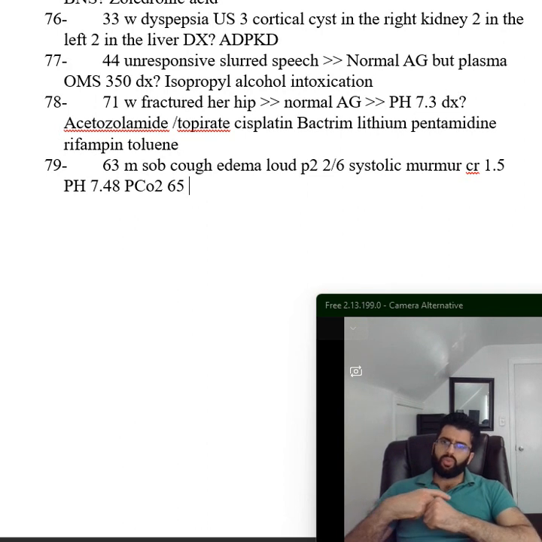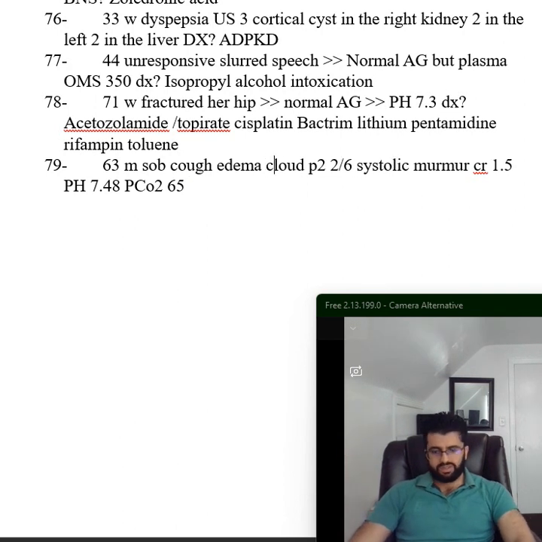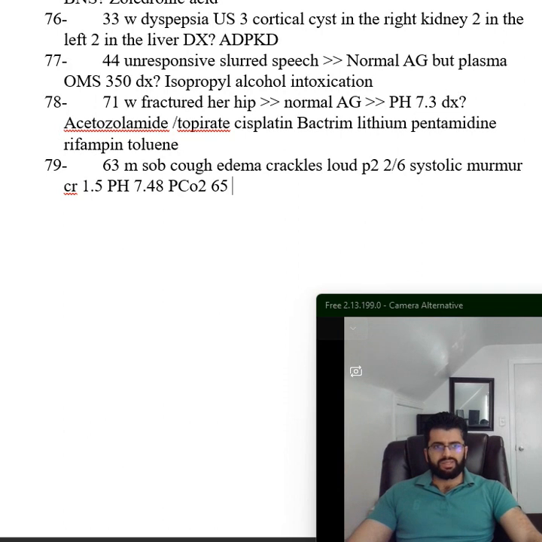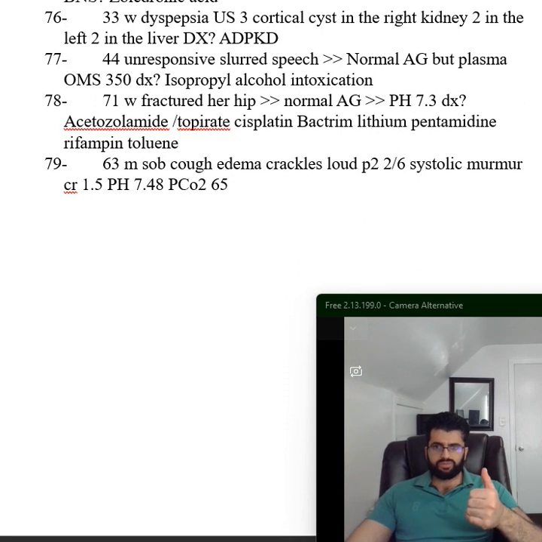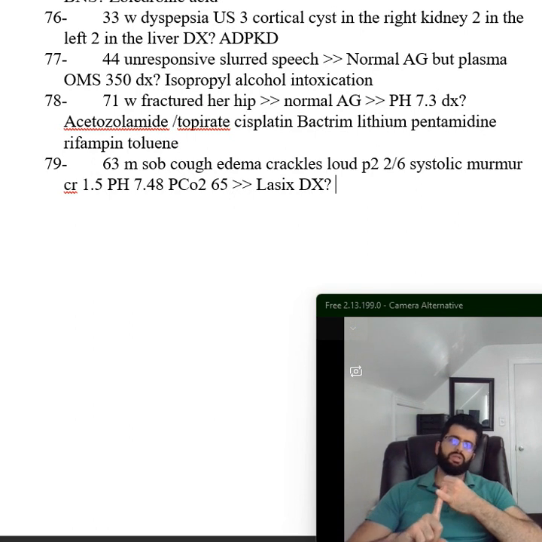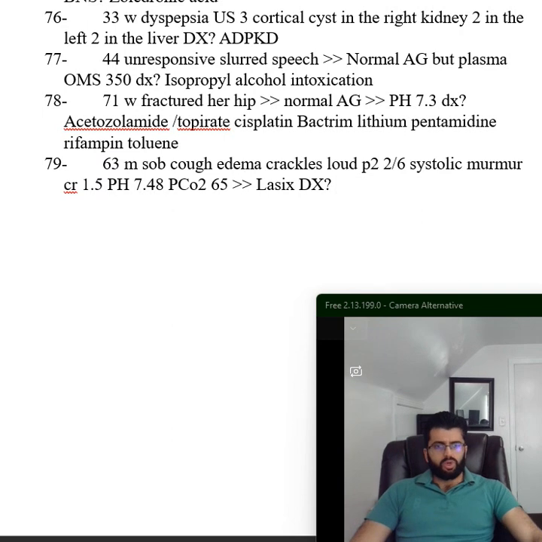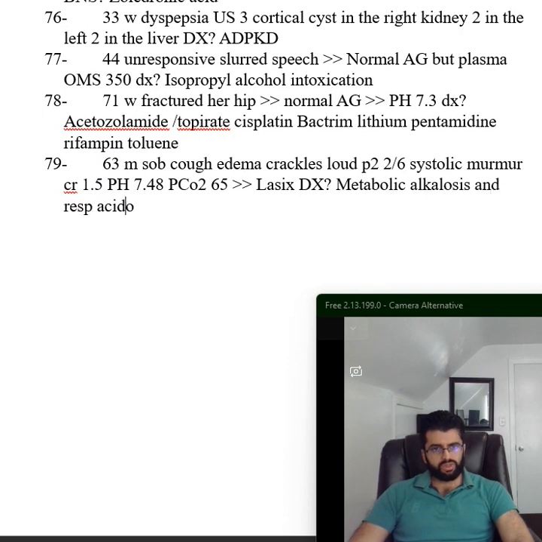So now they ask, what could explain this patient's loud P2? There is wheezing as well on exam, and basal crackles. What explains the alkalosis? The patient has been given Lasix as well. What is your diagnosis, and what causes the metabolic alkalosis with respiratory acidosis?